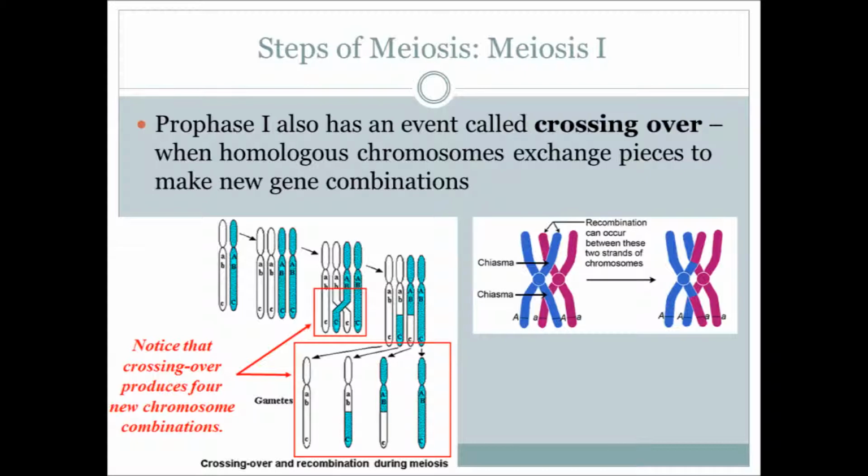Prophase 1 also has a very special event called crossing over. This is where homologous chromosomes exchange pieces to make new gene combinations. They do this when they are joined together in tetrads. This crossing over event between homologous chromosomes is the whole reason that meiosis provides genetic diversity.